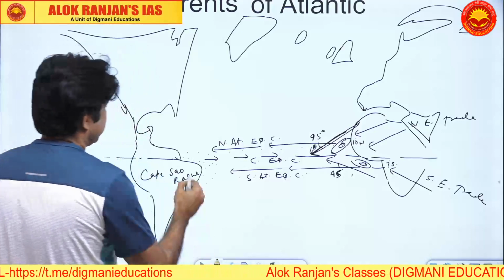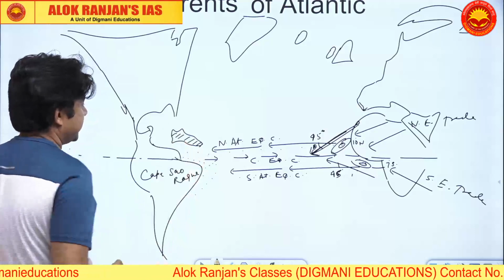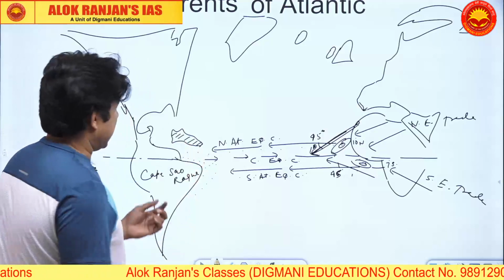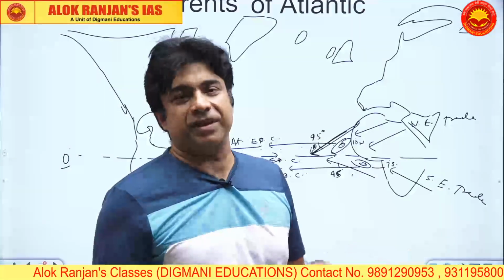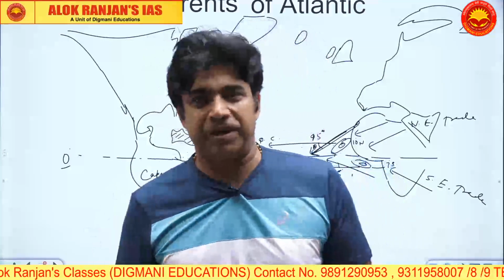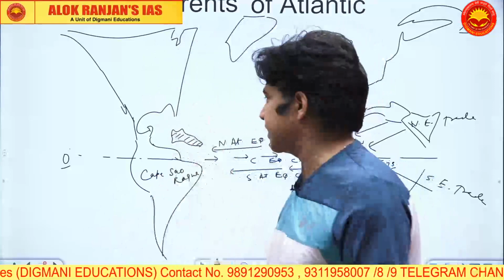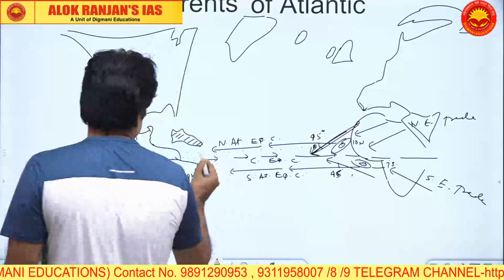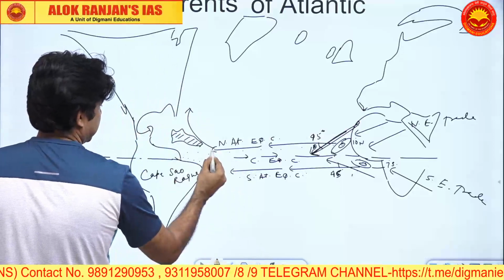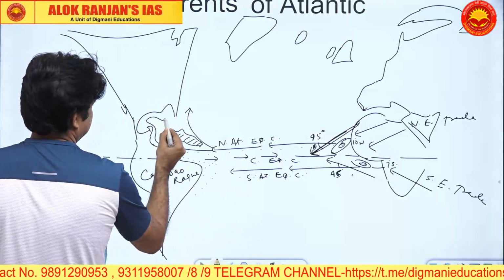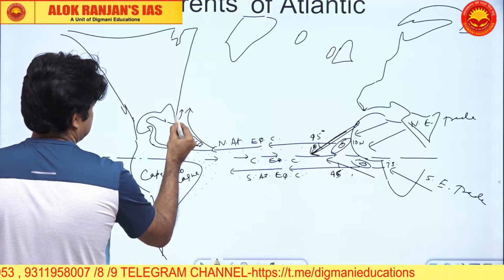Now, here you have the Caribbean islands. There are a number of Caribbean islands, but what I'm doing, I'm just showing you one huge island instead of showing a number of islands and the small channels running through them. In a schematic diagram, I will just put one big island. This is your Caribbean. Now, North Atlantic will hit the Caribbean island as it moves. It is bifurcated in two channels now.